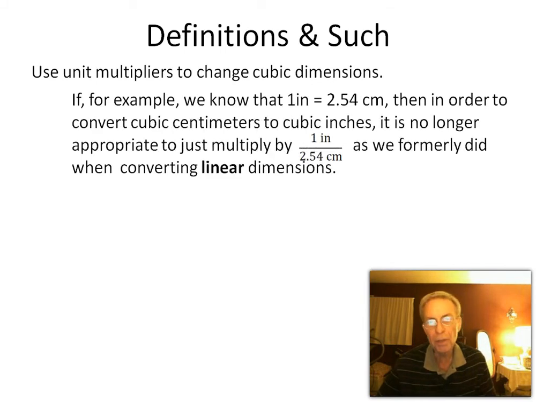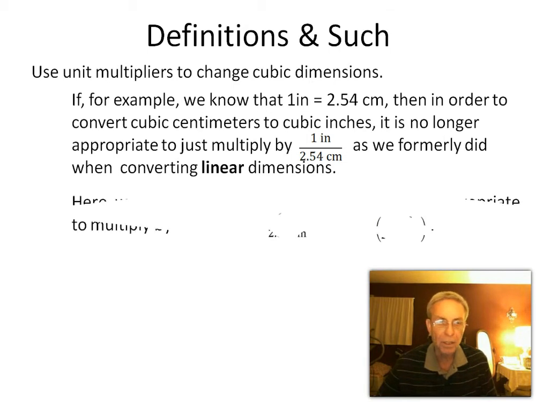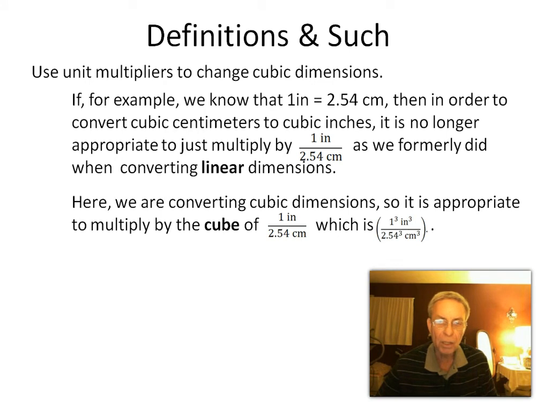If, for example, we know that 1 inch is equal to 2.54 centimeters, then in order to convert cubic centimeters to cubic inches, it is no longer appropriate to just multiply by 1 inch to 2.54 centimeters as we formerly did when converting linear dimensions. So what this means is if we're converting cubic dimensions, which is what we're talking about when we're talking about volume, it is appropriate to multiply the cube of 1 inch per 2.54 centimeters, which is going to give you this expression here, 1 to the third power times cubic inches over 2.54 to the third power cubic centimeters.